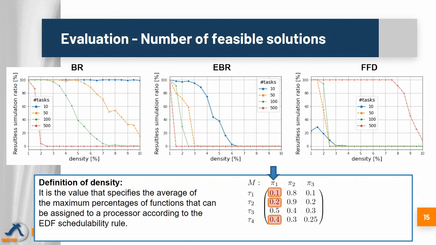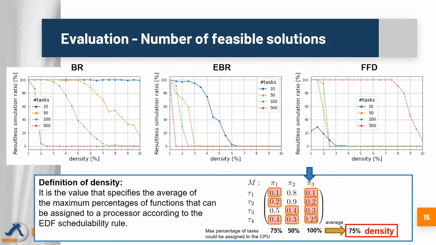To the first CPU, maximum 3 out of 4 functions can be assigned, whose summed utilization is less than or equal to 1. This means that maximum 75% of the tasks can be assigned to the first CPU. This value is 50% for the second CPU, and to the third one, all of the functions can be assigned. We call the average of these percentages the density of the utilization.